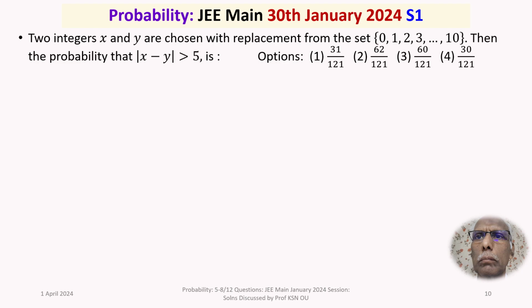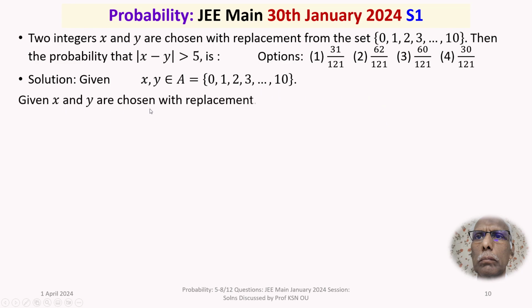Let's now discuss the solution of the problem in detail. We are given x, y belongs to the set capital A, where capital A is the set consisting of 0, 1, 2, 3 up to 10, and given x and y are chosen with replacement. That means we choose x. After choosing the x, whatever the outcome you got, again you put it in the whole pool, that is 0, 1 to 10. Then y is chosen.